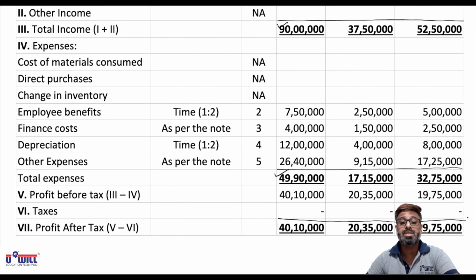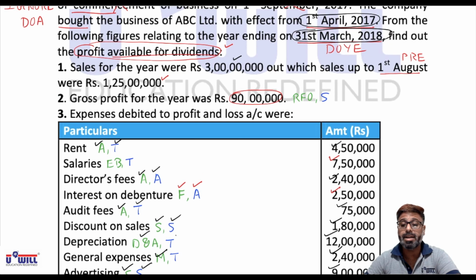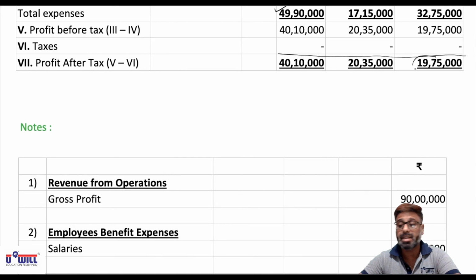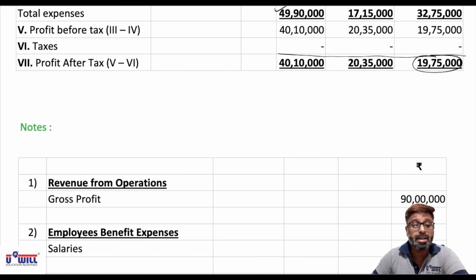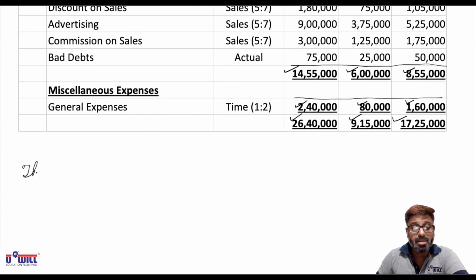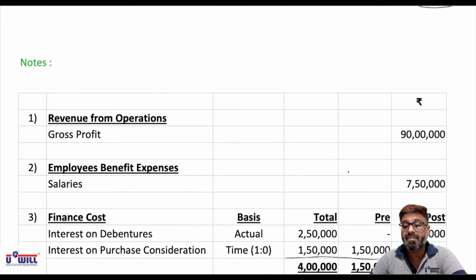Now the question asked which profit will be available for dividend. Post-incorporation profit is always available for dividend, 19,75,000. So that statement you'll write at the end. Thus, profits available for dividend are 19,75,000, as only post-incorporation profit is available for dividend.